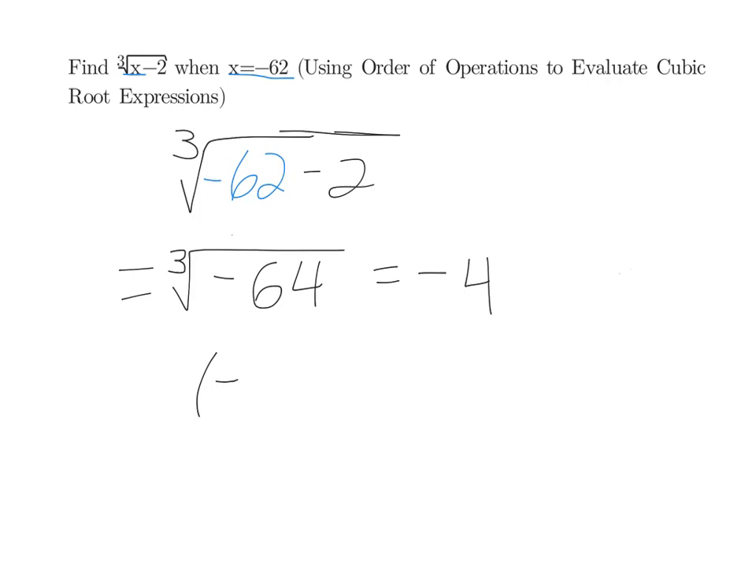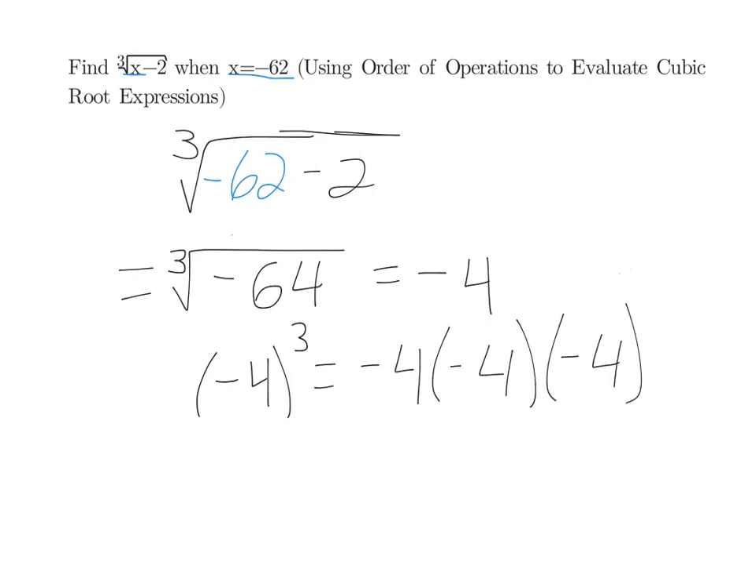So negative 4 raised to the third power. That means 3 factors of negative 4. I'll do the first 2. Negative 4 times negative 4, that's a positive 16. I still have the last factor. 16 times negative 4, that in fact is negative 64. So we've gone ahead and verified.